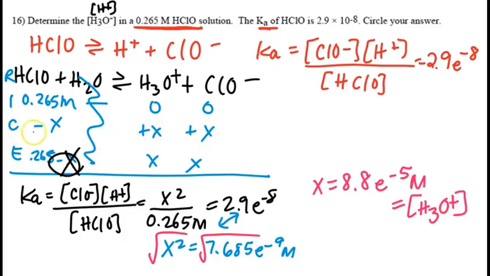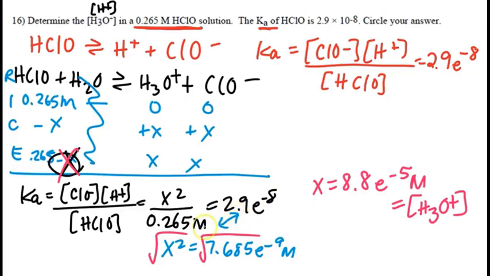Now, again, the change is going to be minus x. It's only going to be 1 in front of HClO and plus x for my overall product. Therefore, at equilibrium, I'm going to have 0.265 minus x. And as you can see, I got rid of minus x because my Ka value is small enough, so I can make that assumption there. Now, my product equilibrium amounts are simply going to be x. So I'm going to fill this into my Ka expression, and I get x squared divided by 0.265 molar is equal to 2.9 times 10 to the negative 8.